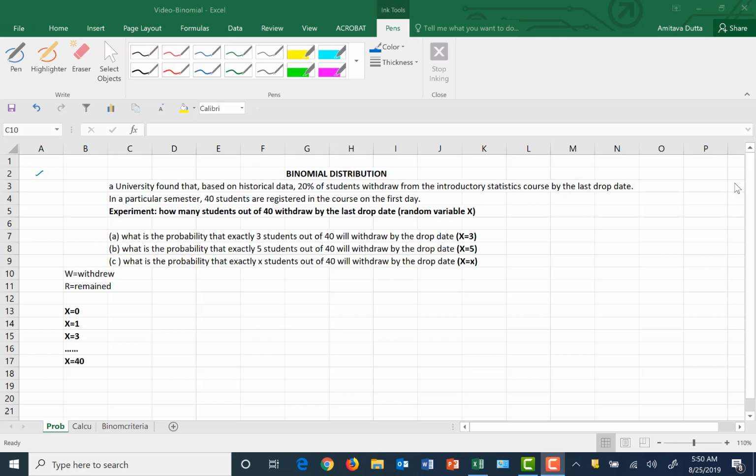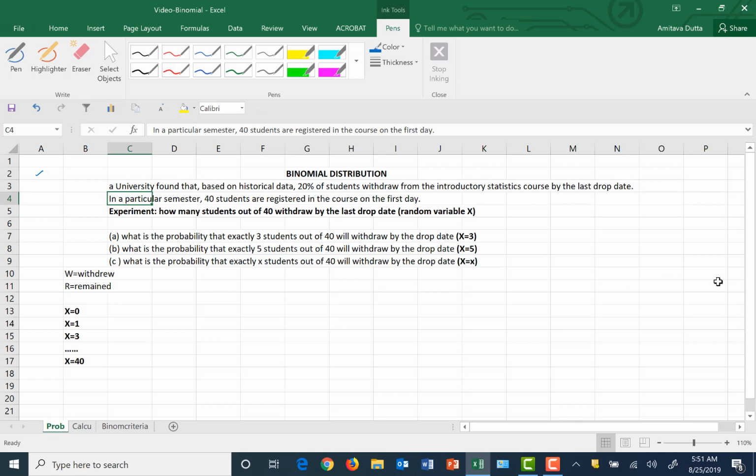So the specific setting that we have is that a university found, based on historical data, that 20% of students withdraw from the introductory statistics course. So this is what we have from historical data: 20% of students withdraw from the introductory statistics course by the last drop date. So here's the experiment. We have 40 students registered in the introductory statistics course on the first day, and the experiment is to count how many out of those 40 students withdraw by the last drop date.